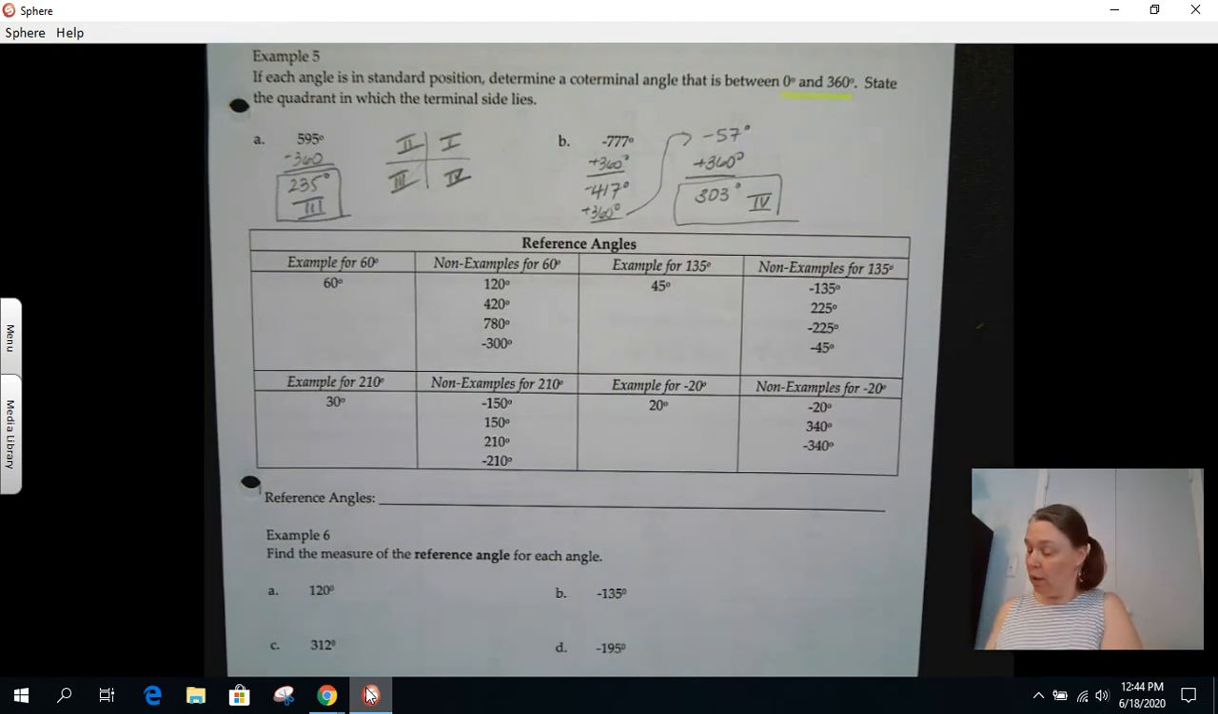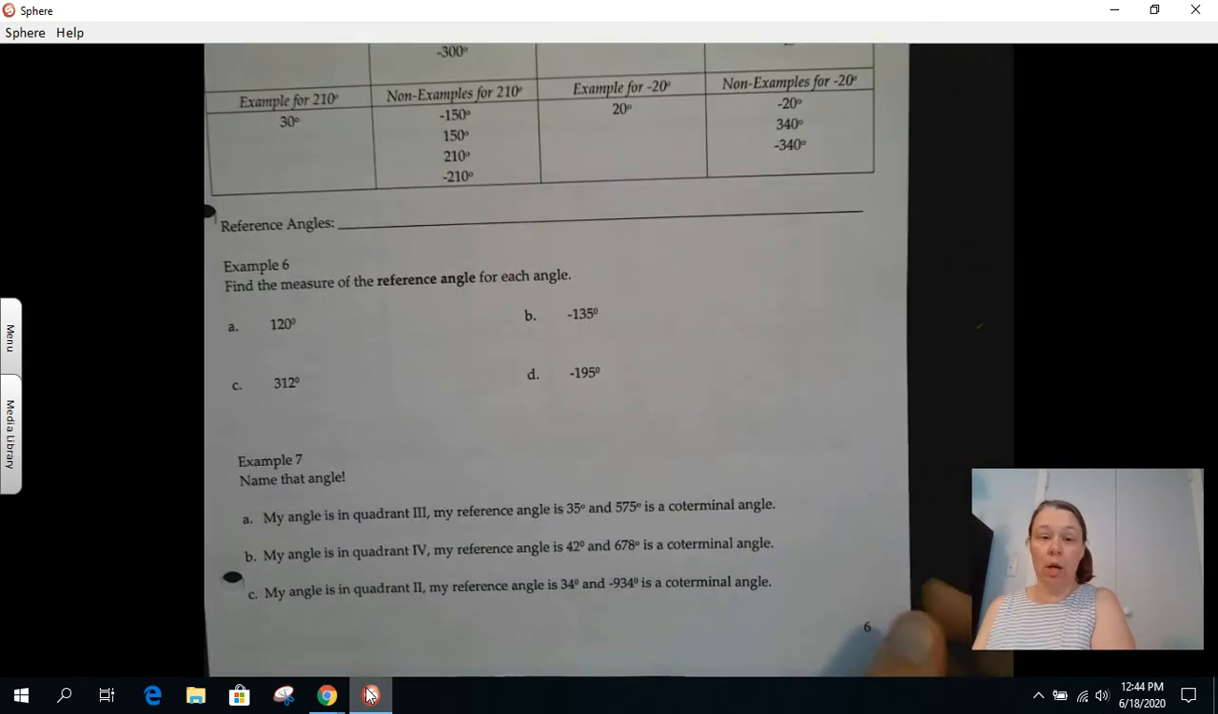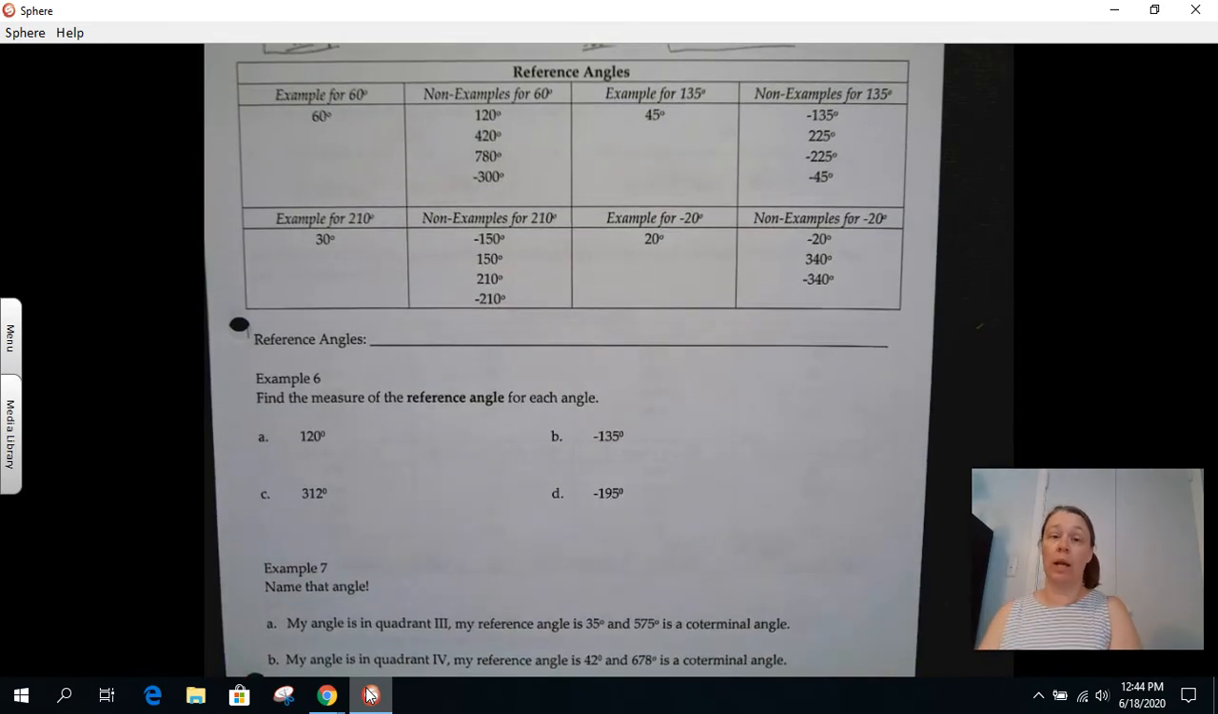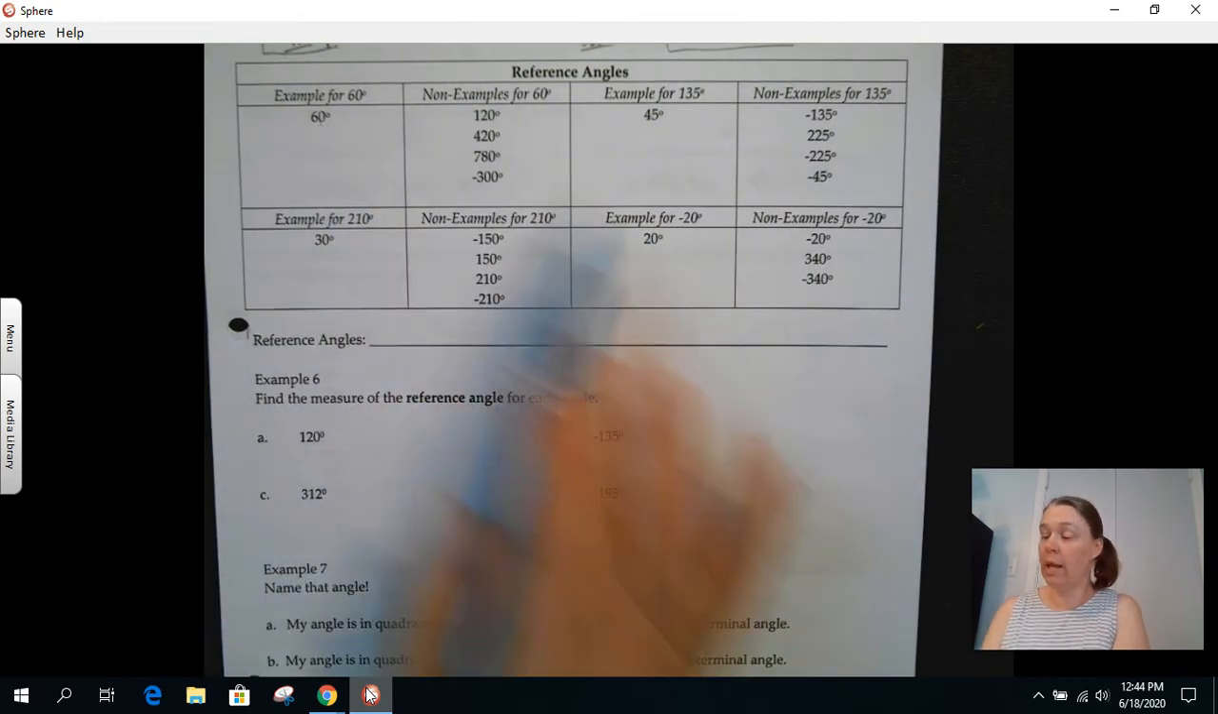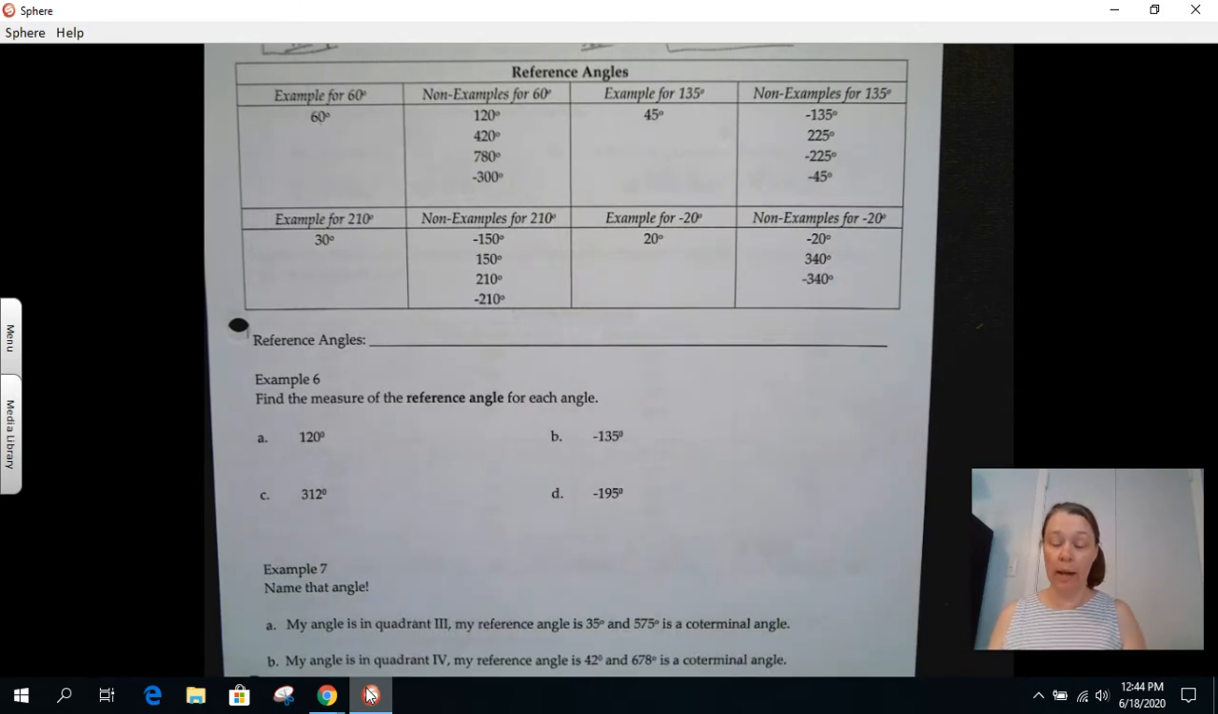Okay. All right, now the last relationship that we're going to talk about is reference angles. So again, I have given you an example of a reference angle for each of these angles and then some non-examples. So again, go ahead and hit pause and see what you see. Again, draw. You might want to sketch the angle and the reference angle and see if you can notice some connections.